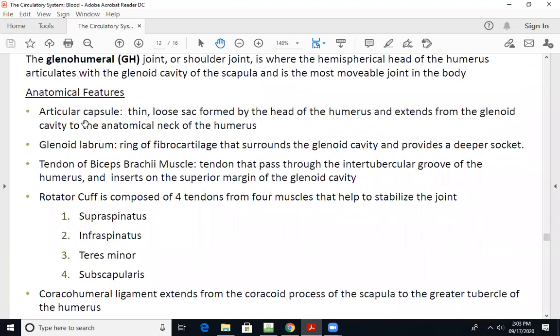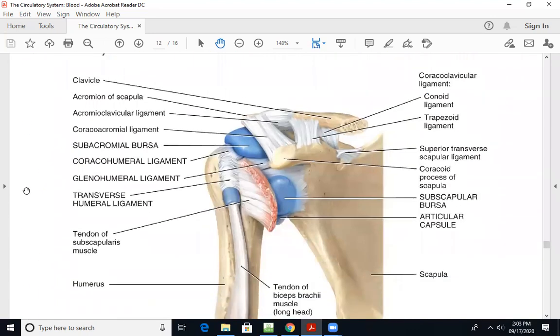We'll start with the articular capsule, which is a thin, loose sac formed by the head of the humerus, extending from the glenoid cavity to the anatomical neck of the humerus. And it's labeled in this picture right down here, but to me that's the dumbest spot ever to put it, because as you can see, it's all this white band of material right there behind this blue bubble. So my advice would be to draw the arrow somewhere up in here.